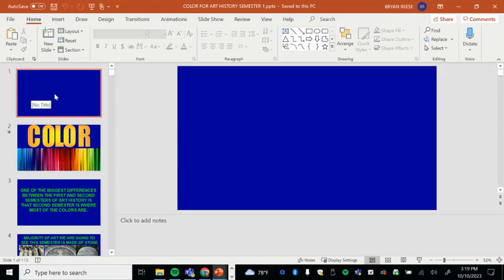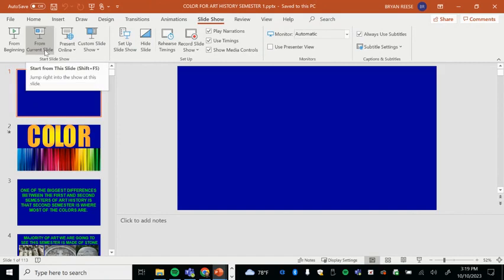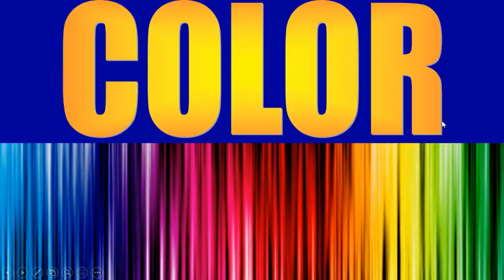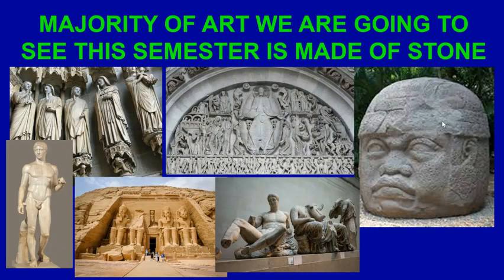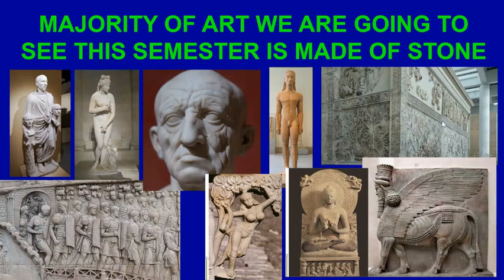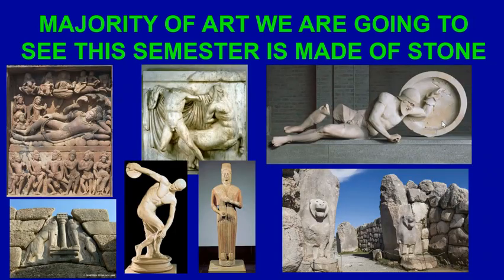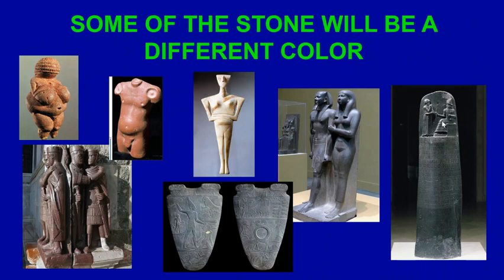All right, today we're going to talk about color. One of the biggest differences between the first semester and the second semester of art history is that the second semester is where most of the colors are. The majority of the art that we're going to look at this semester is made of stone and is lacking bright colors.